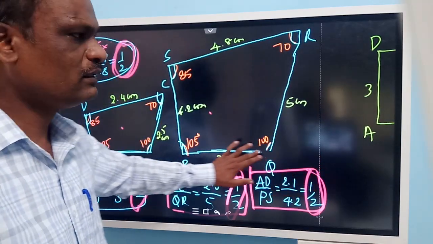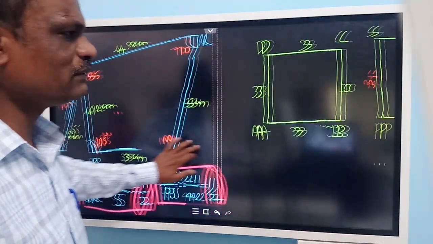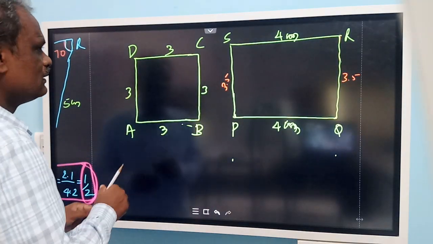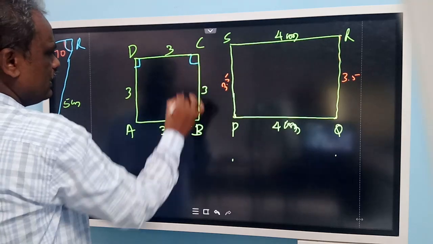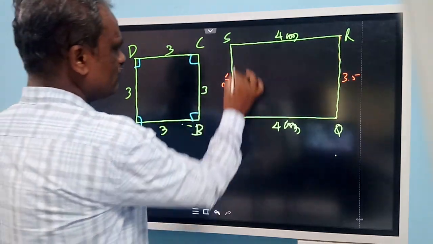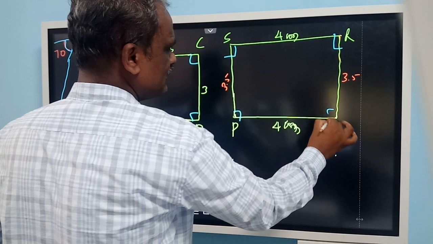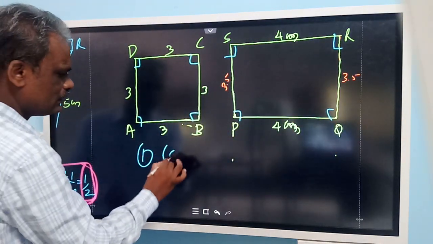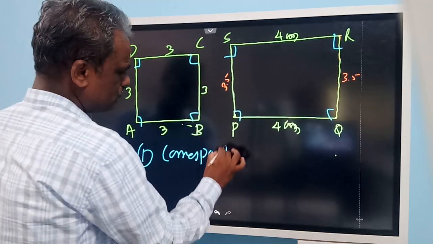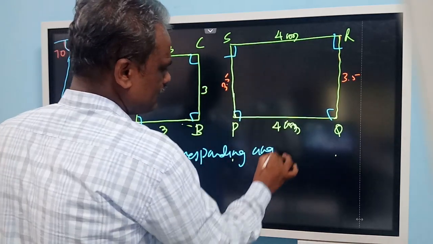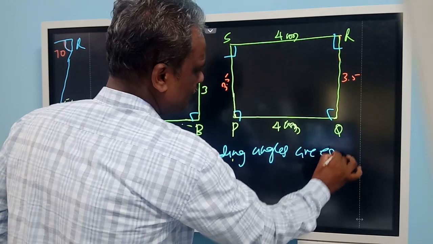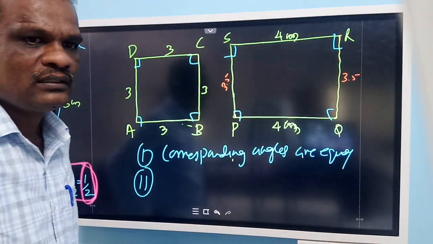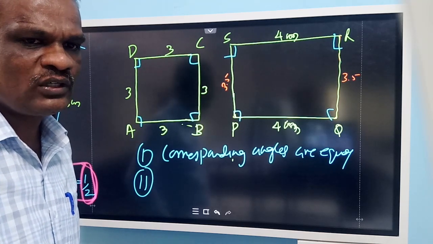Now you have to tell me whether the next examples are similar or not. Look at the diagram. I am telling you these all have 90 degrees. All angles are equal, 90 degrees only. One is a square, this one, look at this. All the sides are equal. The first condition is satisfied: corresponding angles are equal. Now check the second condition. What is the second condition? Corresponding sides are in the same ratio or not?